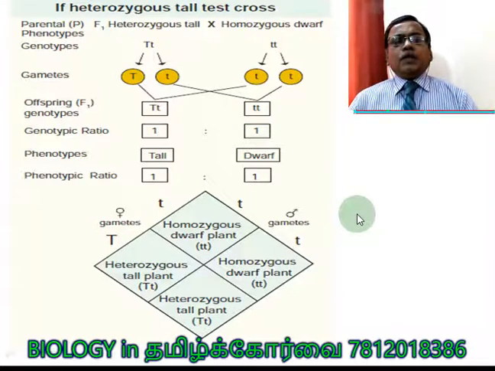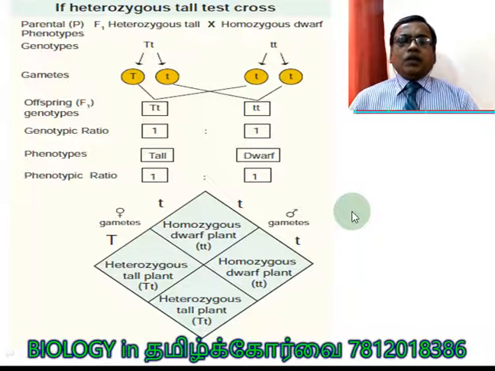Now the heterozygous tall test cross: capital T small t crossed with small t small t. In this heterozygous tall test cross, what we are able to obtain is 50% dwarf plants and 50% tall plants.